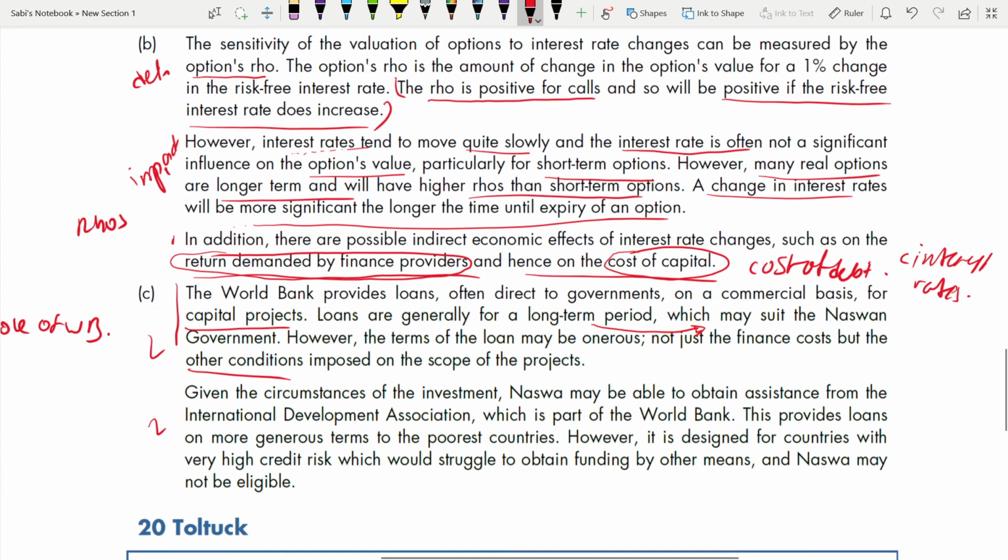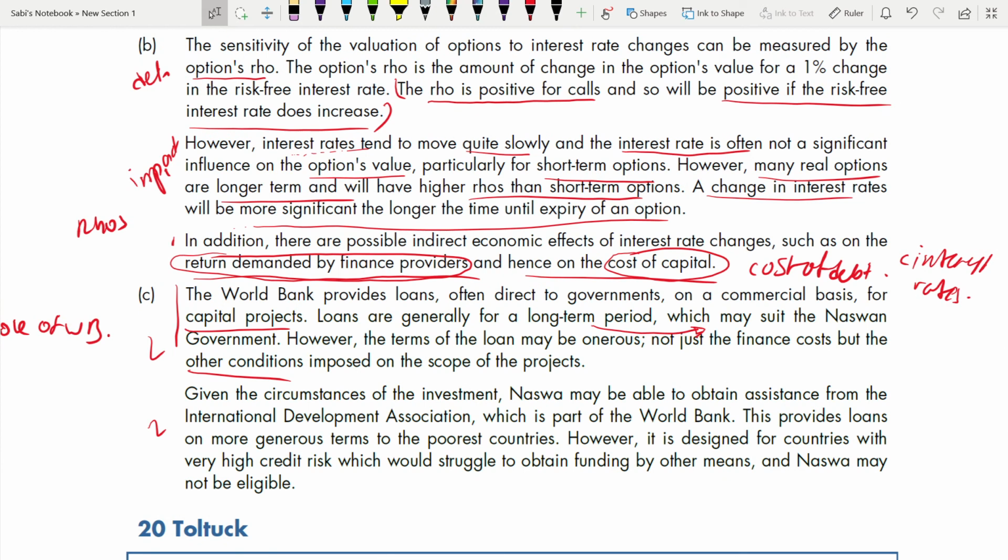Come to the second paragraph. Given the circumstances of the investment, now you are going directly to this investment. Directly you are referring to this current investment only. The World Bank part is over. You discussed the role of the World Bank and what is needed by Naswan. Naswan may be able to obtain assistance. You are talking about the possibility, remember. So you are saying here, Naswan may be able to obtain assistance from the International Development Association.